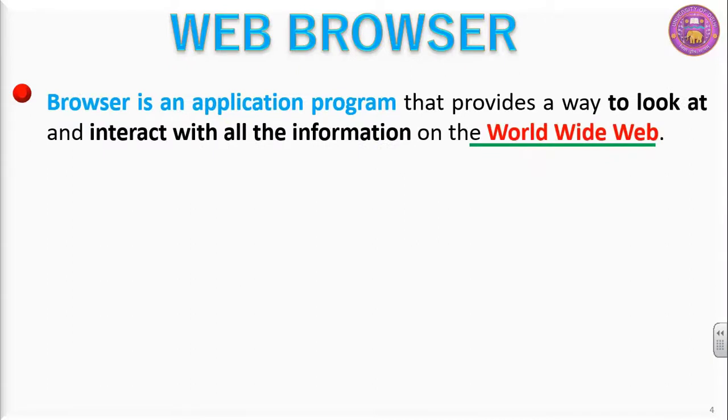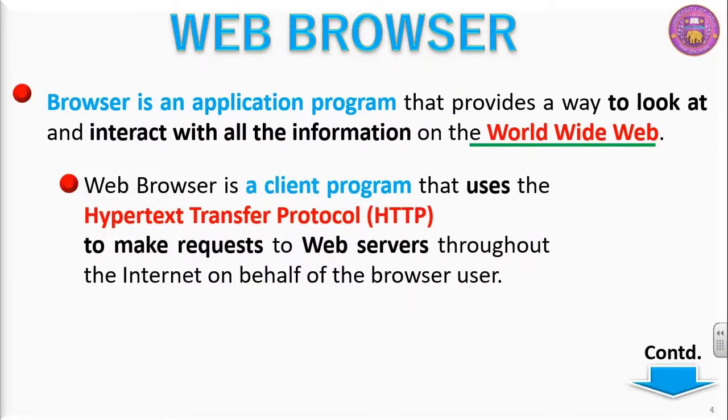A browser is an application program that provides a way to look at and interact with all the information on the World Wide Web. It is a client program. Client program means it is installed on our computer and uses the Hypertext Transfer Protocol, HTTP, to make requests to web servers throughout the internet on behalf of the browser user.